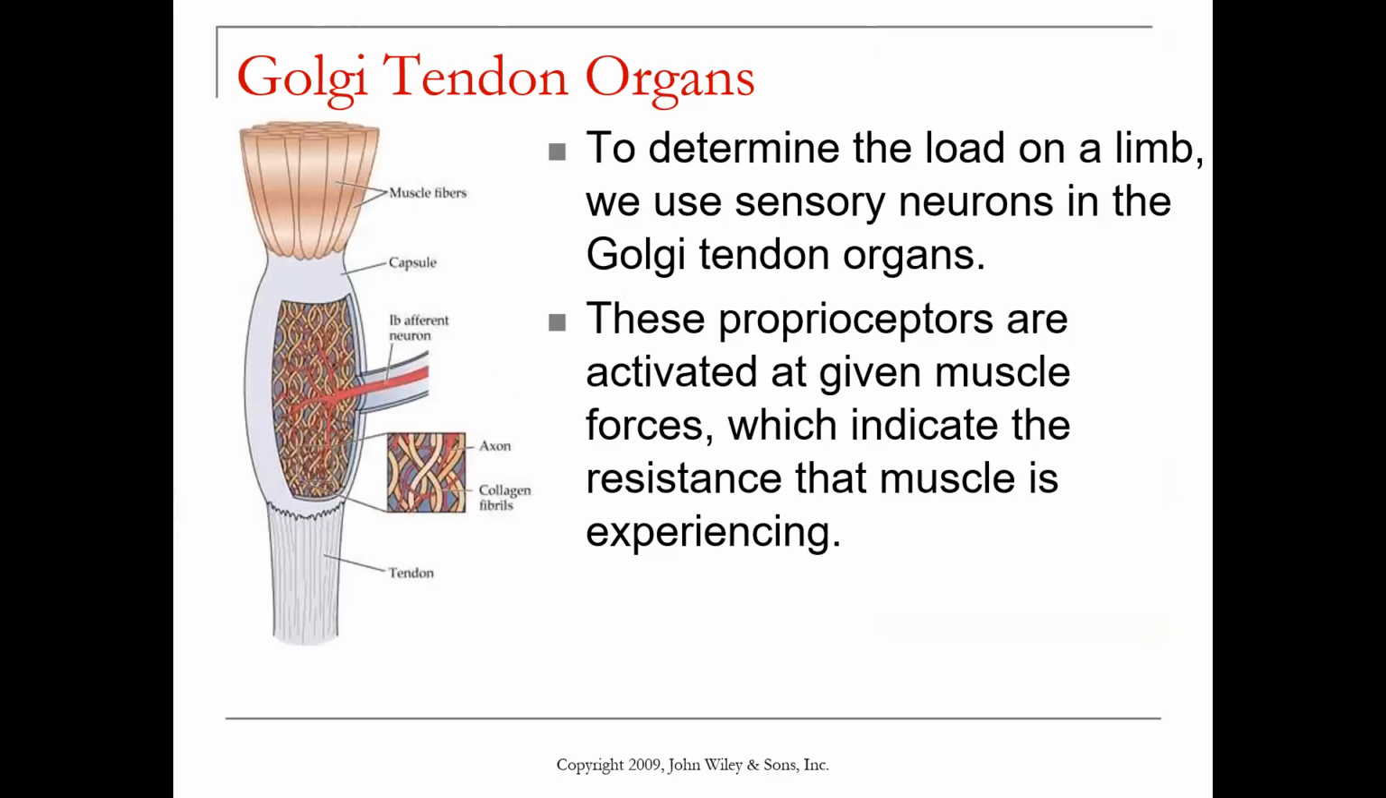It measures that by measuring the change in the length of the muscle and how rapidly that change is occurring. The Golgi tendon organs determine the load on an arm or a leg. Here we see the muscle cell.